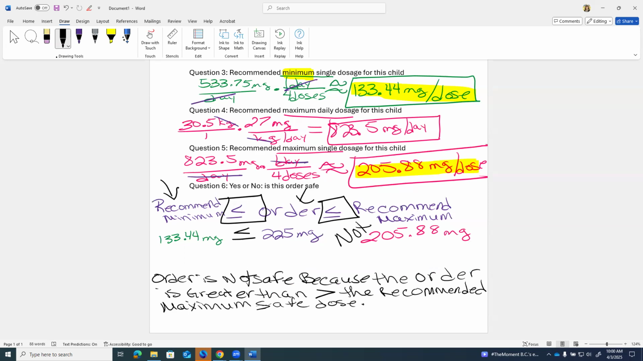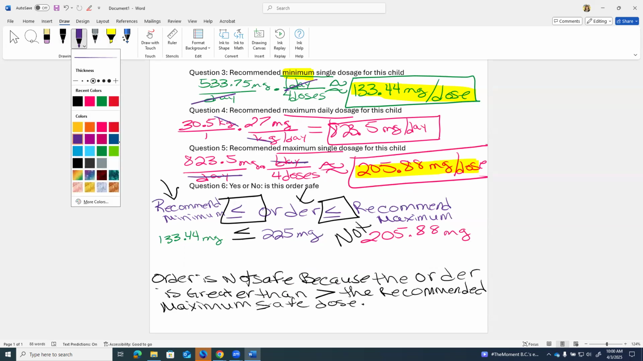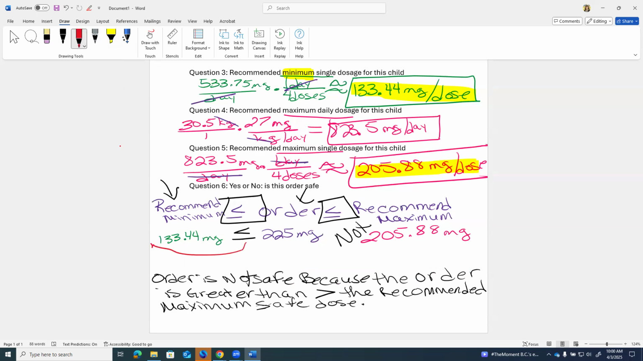This is really serious. I want to take a step back and tell you something. If the order was less than the recommended minimum, then that means the order is not safe because they're not getting enough medicine, so the patient is not getting well. Okay? Thank you.